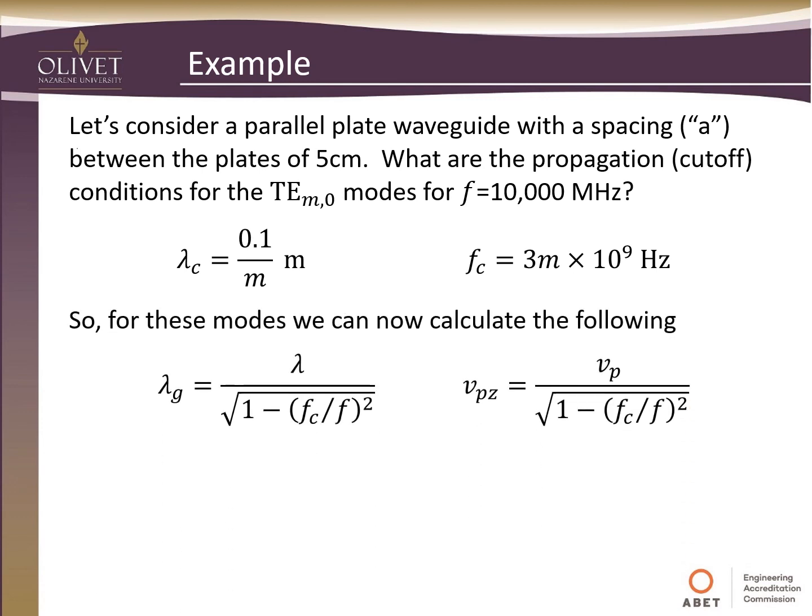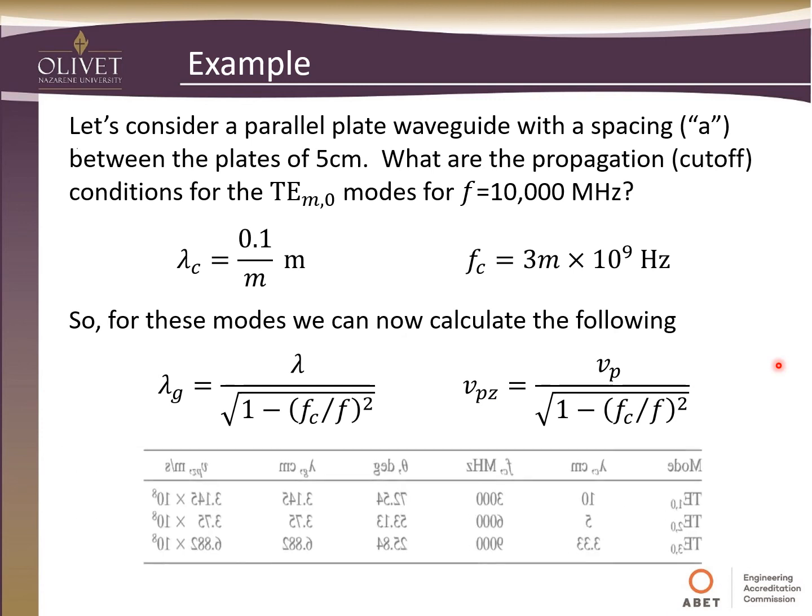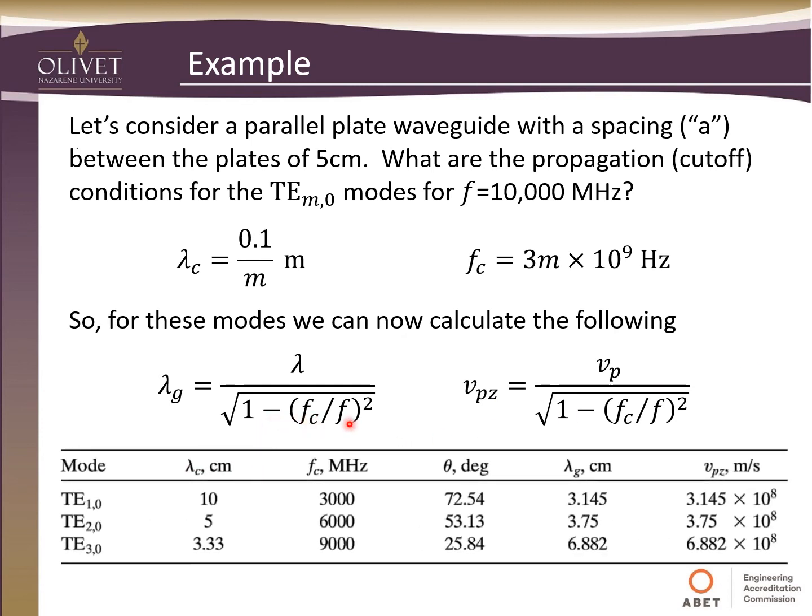So for these modes, we can now calculate their wavelength, at least down the guide, and our phase velocity. If we were to plug in these values for each of these, we would see our cutoff wavelengths are these values here. That just comes from plugging in those values. Cutoff frequencies, which we've already calculated, the angle that they would be propagating at, and then our apparent wavelength from the superposition of both our electromagnetic waves would be this.